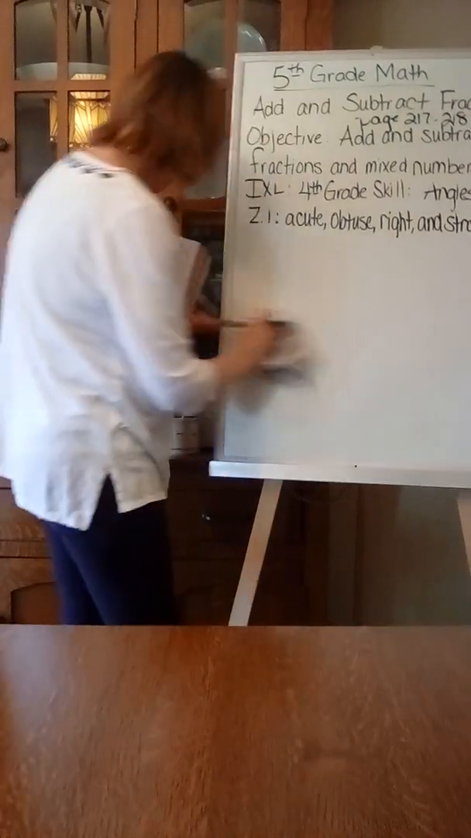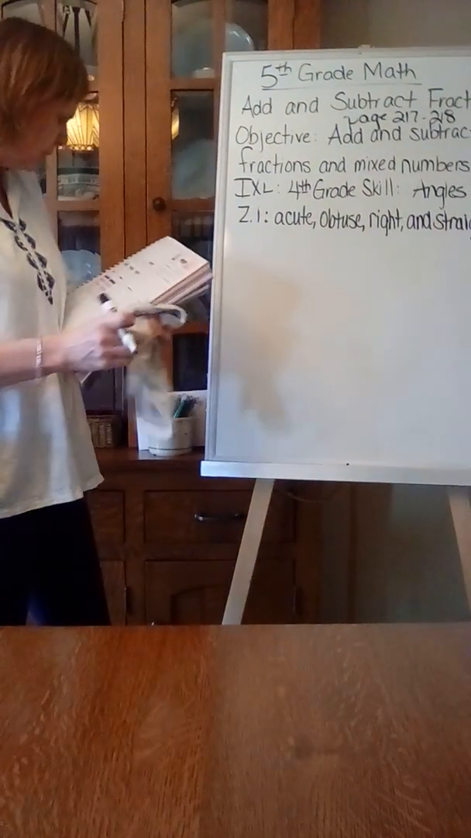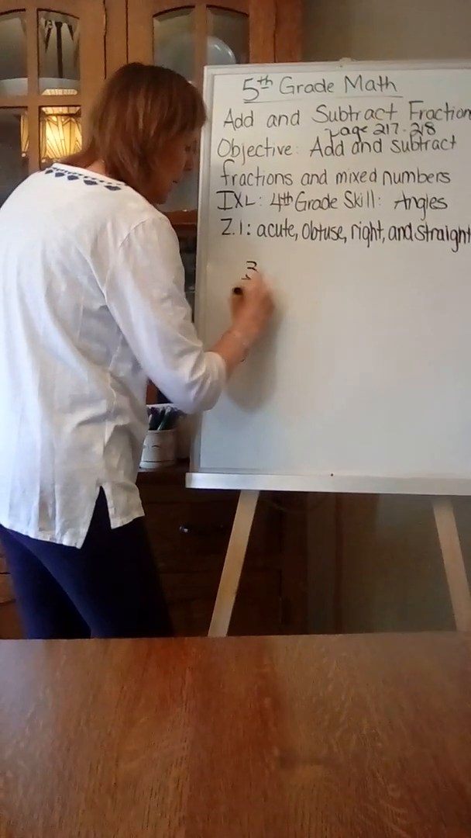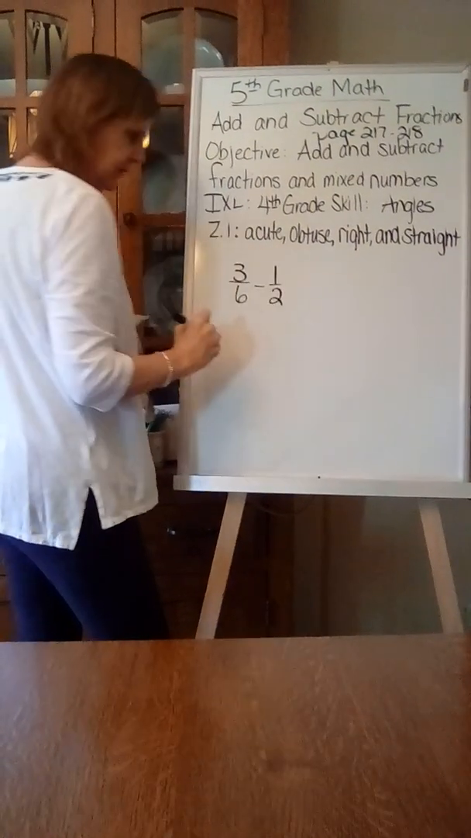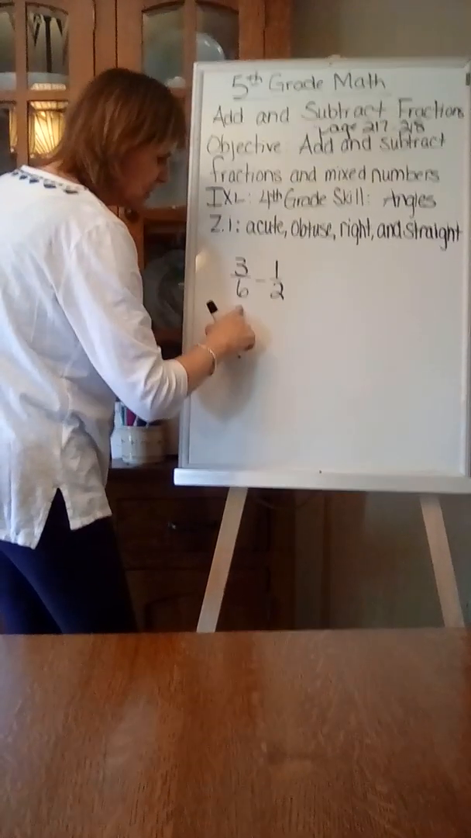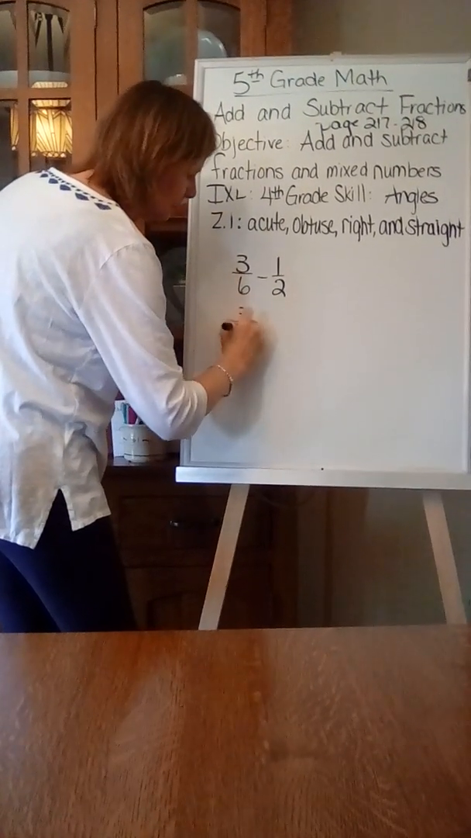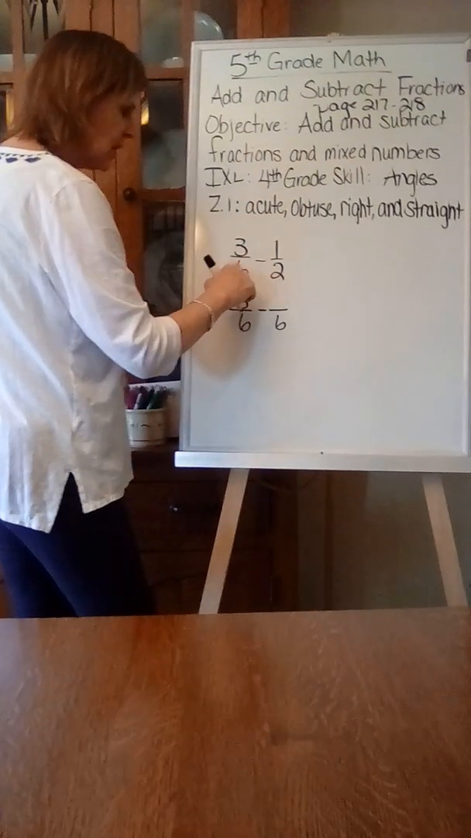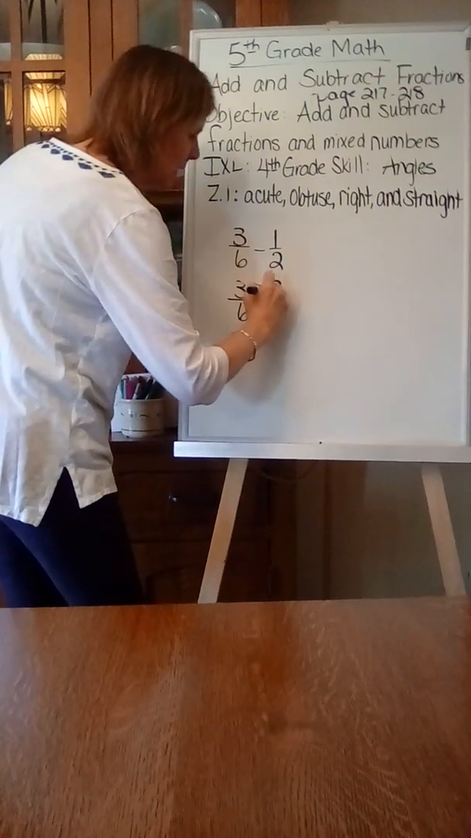Let's look. That was number 7, so let's look at number 9. I've got 3/6 minus 1/2. I've got to give them a common denominator. I know that 2 is a factor of 6. So to make that 6, 2 times 3 is 6, so 3 times 1 is 3.